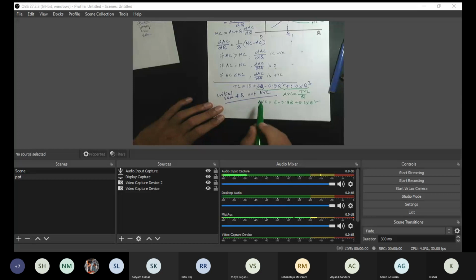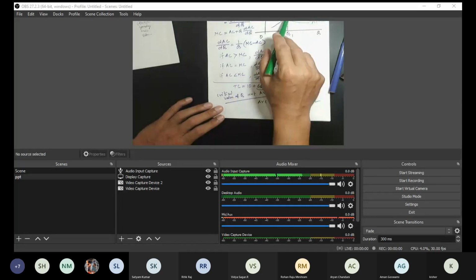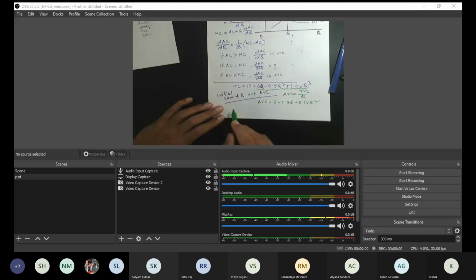Then you know it is the minimum point. Minimum point means the slope of ABC is 0. So dABC by dQ is equal to 0. Do not go for the calculation of MC, the unnecessary step. It means, what? The first order derivative will be minus 0.9 plus 0.1Q.